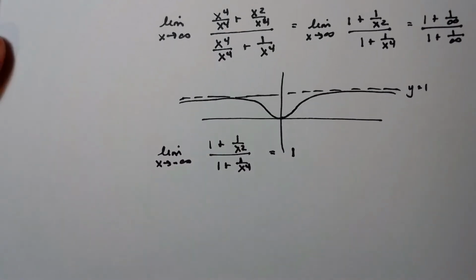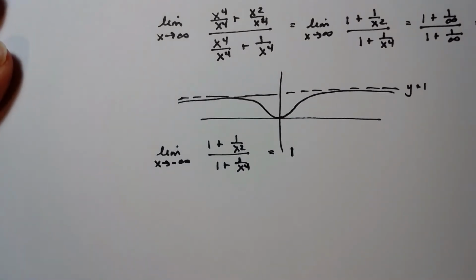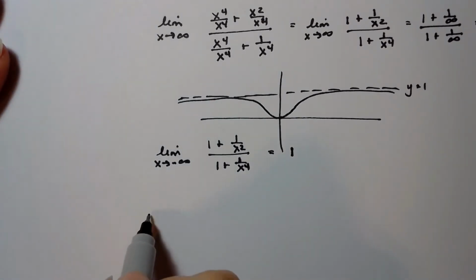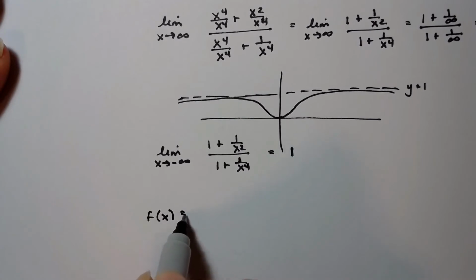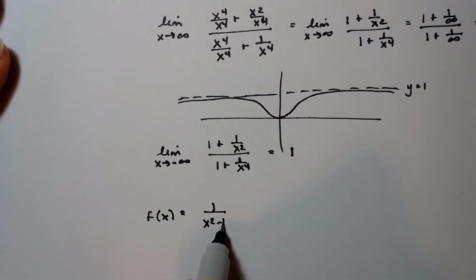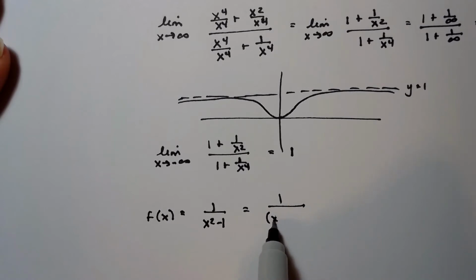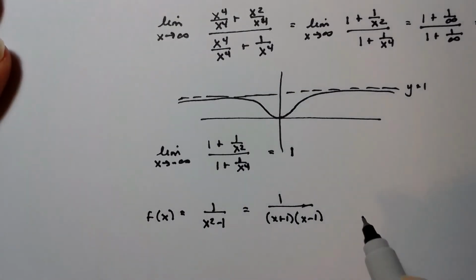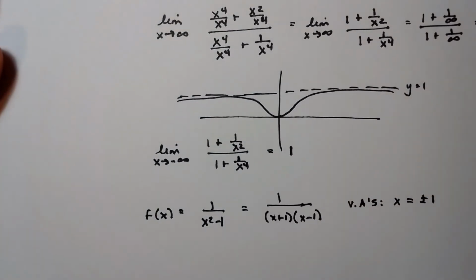Now, for the vertical asymptotes, you know when you have a rational function. So, let's see, something like this. You know from algebra that you can rewrite that as 1 over x plus 1 times x minus 1, and you take each little factor and you set it equal to 0 and you solve for x. So you know you're going to have vertical asymptotes here at x equals plus or minus 1, without a shadow of a doubt, right?